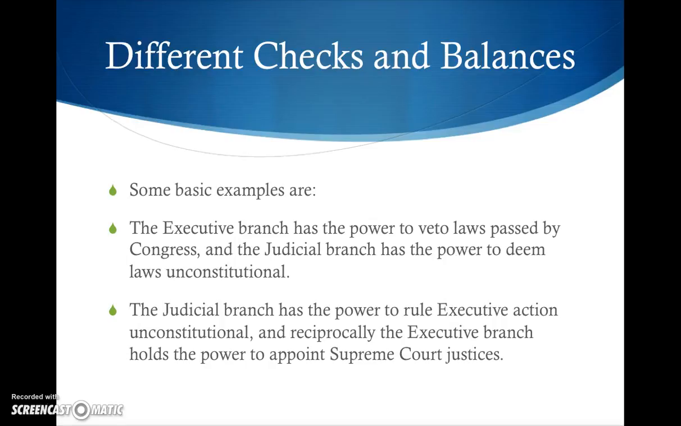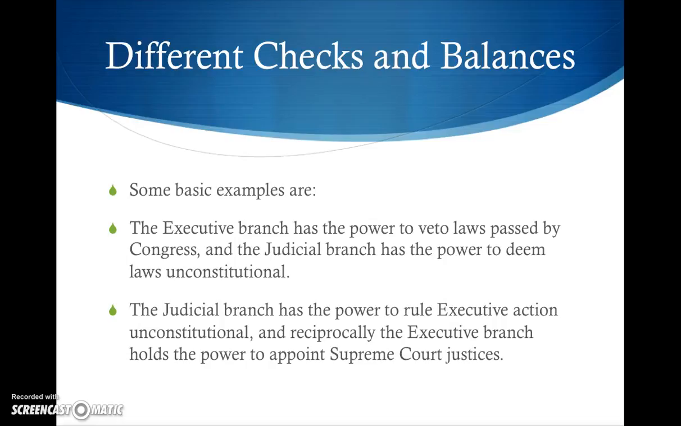Another example, the judicial branch has the power to rule executive actions unconstitutional. If they think the president or anyone in the cabinet's actions are out of line, unconstitutional, whatever it may be, they have the power to rule those actions unconstitutional and keep that branch in check.